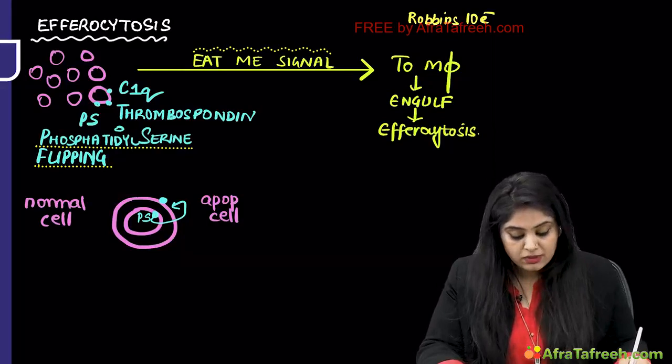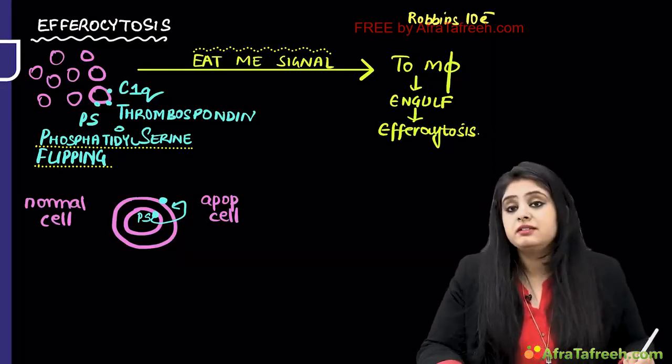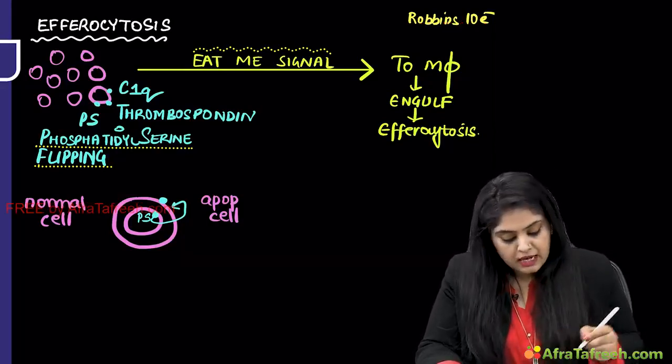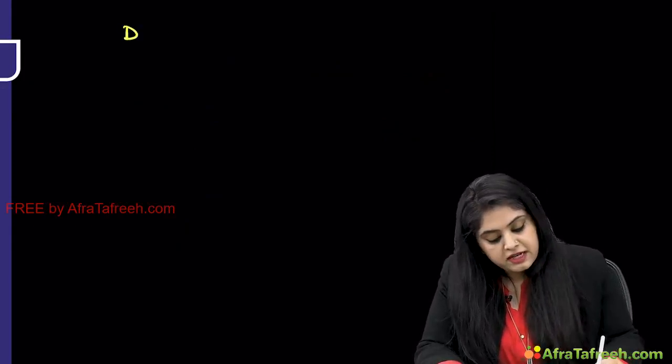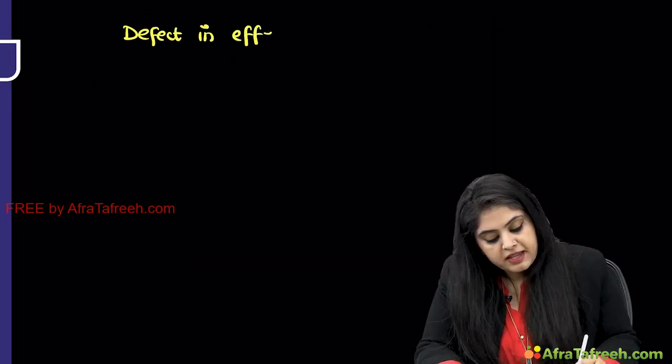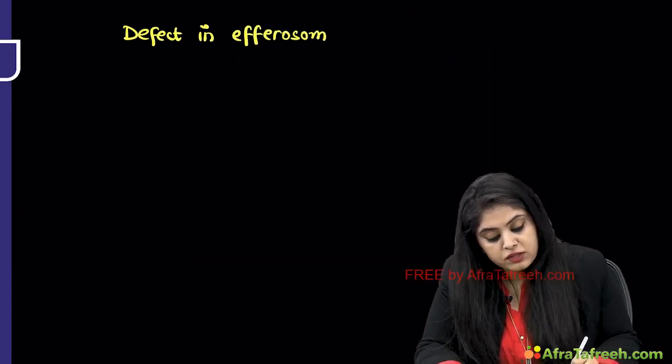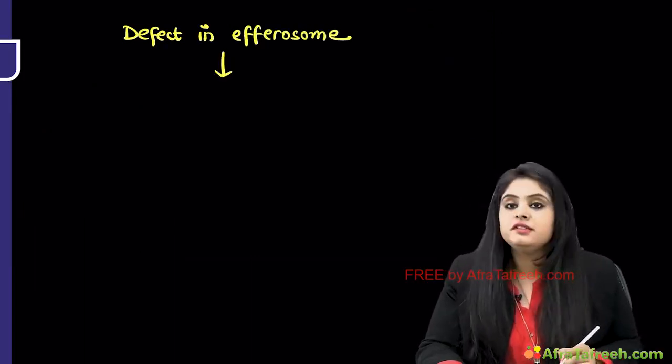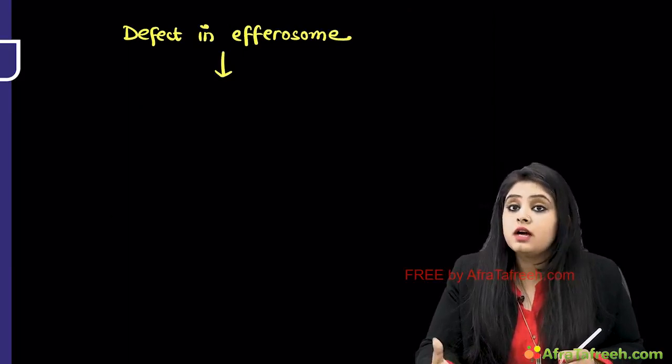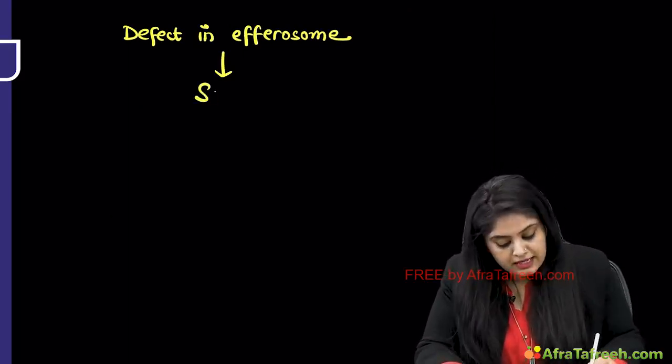In fact, let me tell you guys that nowadays, another update that I'm telling you, that nowadays, if there is a defect in efferocytosis, or if there is a defect in efferosome or efferocytosis, there are a lot of diseases that have come up, particularly a lot of lung and autoimmune diseases like SLE.